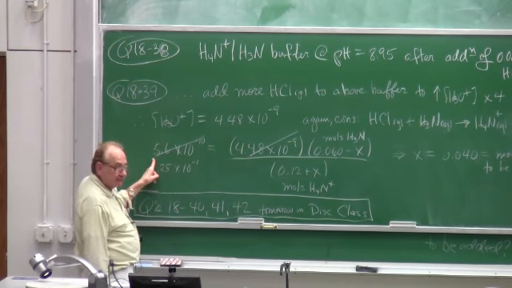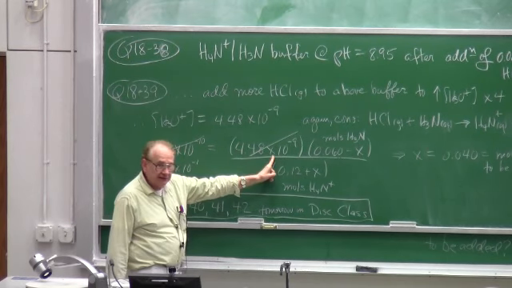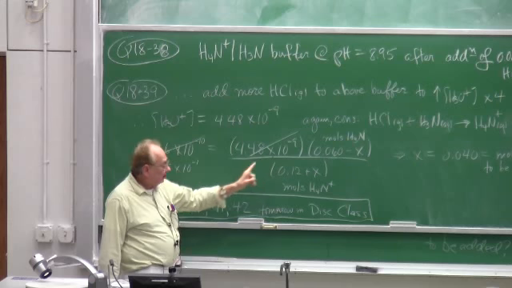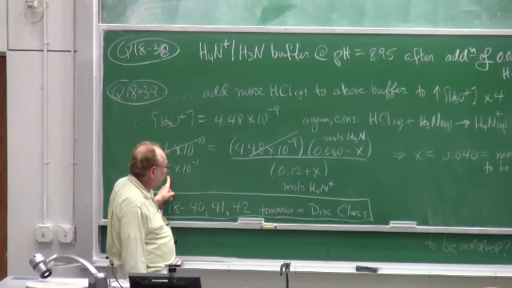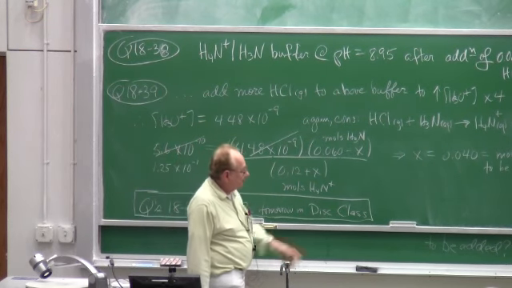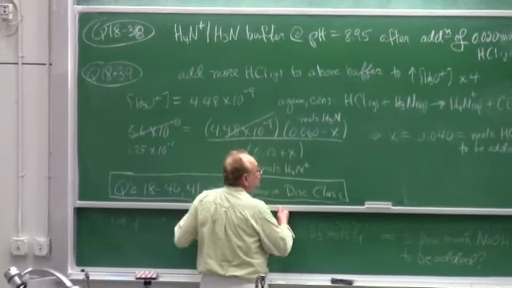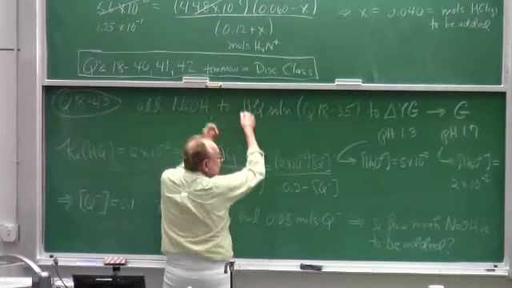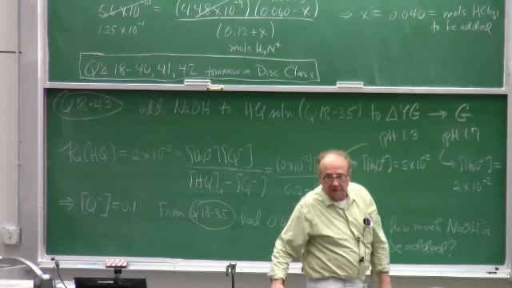Simplify the arithmetic, because this Ka for ammonium ion divided by this, the quadruple hydronium ion molarity is 0.125, or 1.25 times 10 to the minus 1. One unknown, solve it for x, that's the amount of HCl gas to be added. Nothing fancy. Just pay attention to the information given in the statement of the problem.